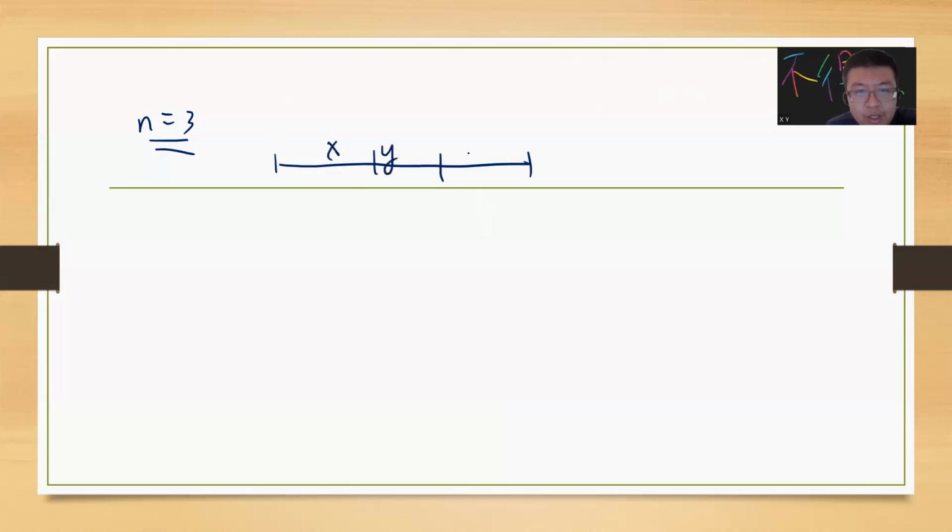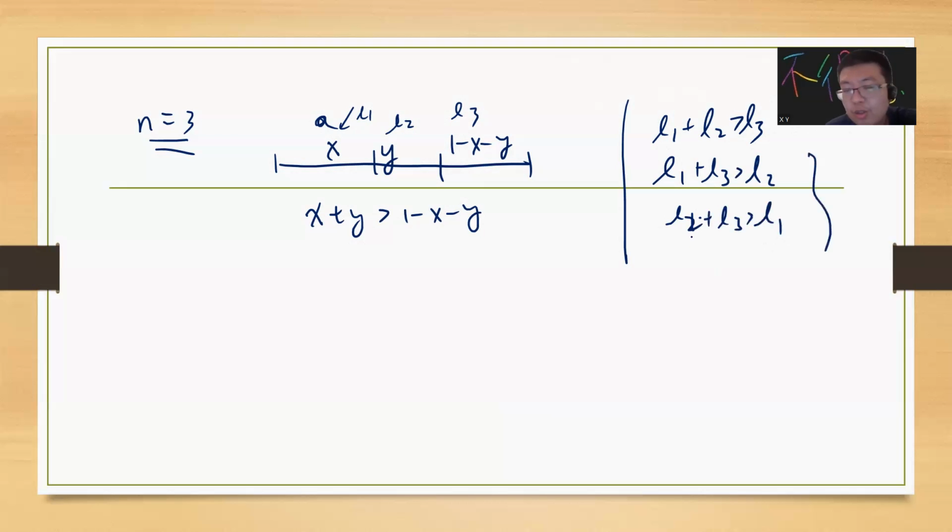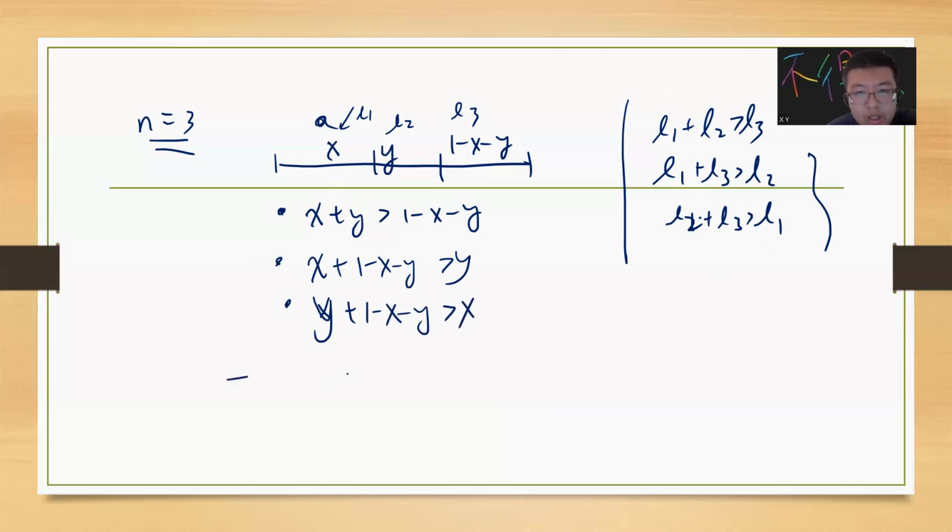Let's solve n equals 3, which should be trivial if you have some background. Let's say this is x, this is y, this is 1 minus x minus y. In order to form a polygon, you need L1 plus L2 greater than L3, L1 plus L3 greater than L2, and L2 plus L3 greater than L1. This is called the triangle inequality. So you have x plus y greater than 1 minus x minus y, x plus 1 minus x minus y greater than y, and y plus 1 minus x minus y greater than x.